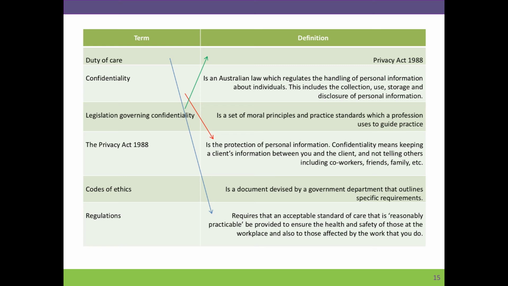The next term is the Privacy Act 1988. It is an Australian law which regulates the handling of personal information about individuals. This includes the collection, use, storage and disclosure of personal information. The next term we've got is codes of ethics. This is a set of moral principles and practice standards which a professional uses to guide their practice. And finally, regulations. This is a document devised by the government department that outlines specific requirements.